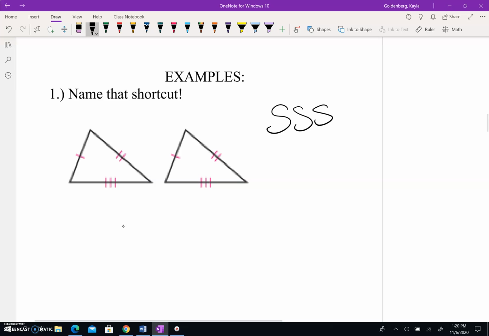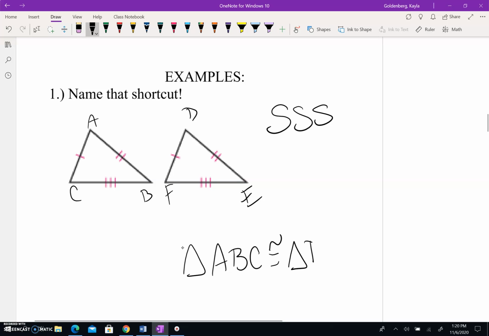If you said side, side, side, you're correct, right? Knowing the three pairs of corresponding sides are equal is a shortcut to assume the two triangles are congruent. If I had letters, I'm just going alphabetically, you could say that triangle ABC is congruent to triangle DEF.